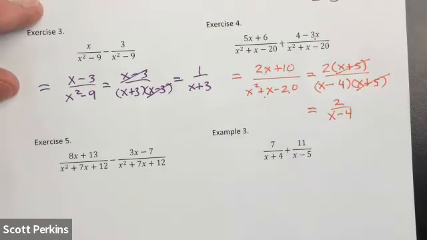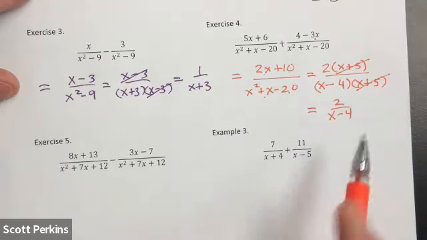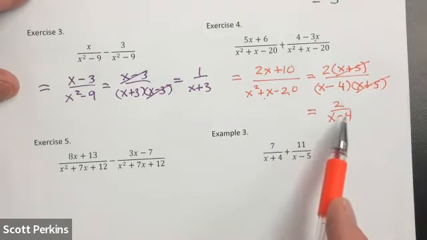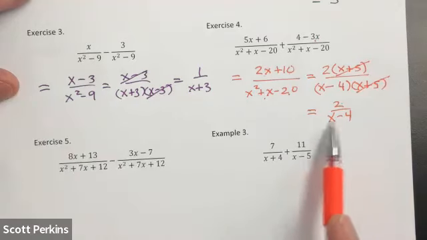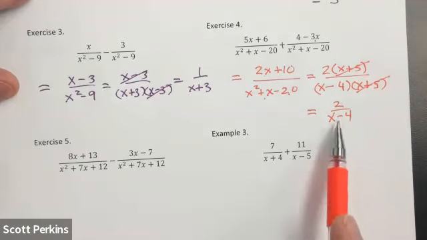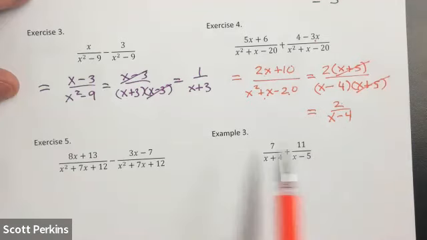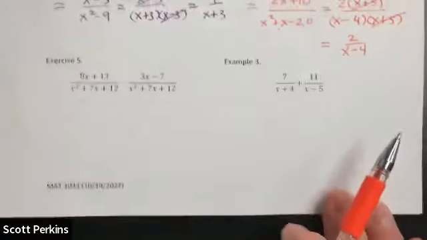Here's a review question. Don't fall into my trap. Can I cancel the 2 with the 4? Why not? The 4 is a term. The 4 goes with the x. It's either all or nothing. You either cancel the whole x minus 4 or you don't cancel any of it. Okay, great job.